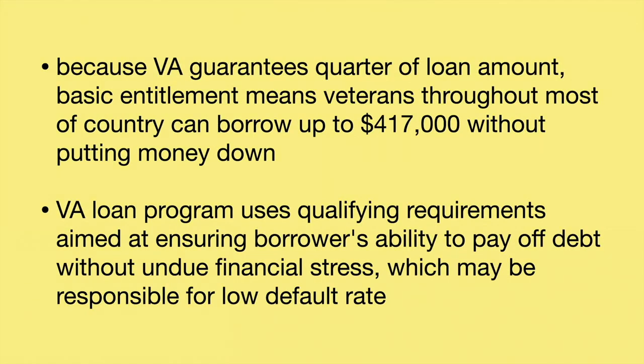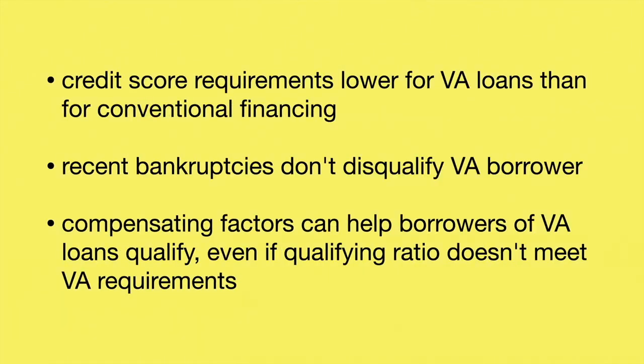Because the VA guarantees 1/4 of the loan amount, basic entitlement means that veterans throughout most of the country can borrow up to $417,000 without putting money down. The VA loan program uses qualifying requirements aimed at ensuring the borrower's ability to pay off the debt without undue financial stress, which may be responsible for the low default rate. Credit score requirements are lower for VA loans than for conventional financing, and recent bankruptcies don't disqualify a VA borrower. Compensating factors can help borrowers of VA loans qualify, even if their qualifying ratio doesn't meet VA requirements.